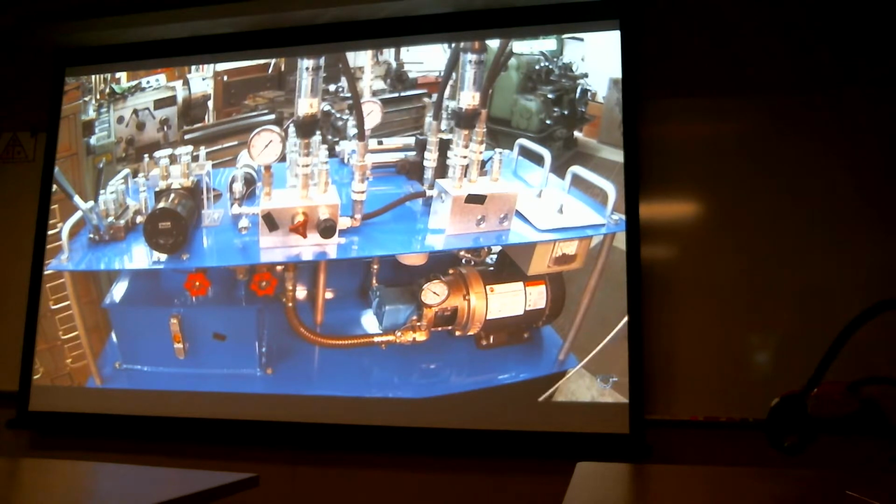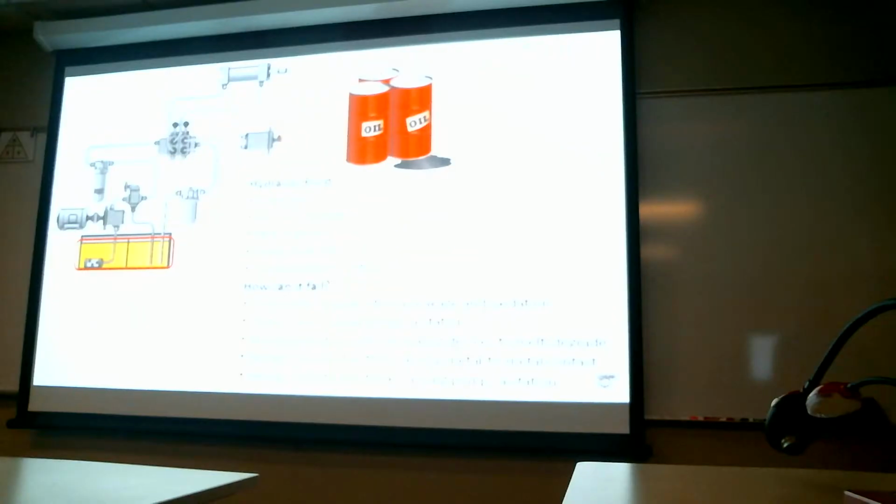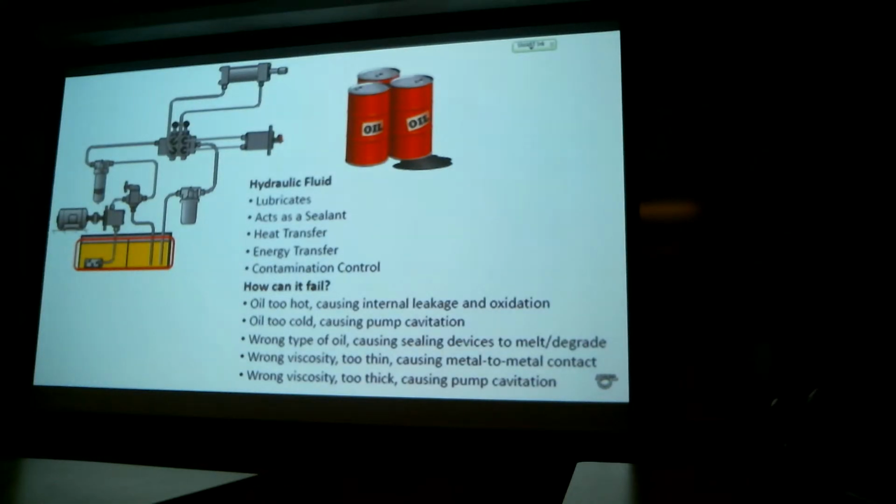Next thing we'll talk about is the hydraulic oil. Hydraulic oil is actually inside the tank, obviously. Hydraulic oil does lots of things. It lubricates your internal components. It acts as a sealant.